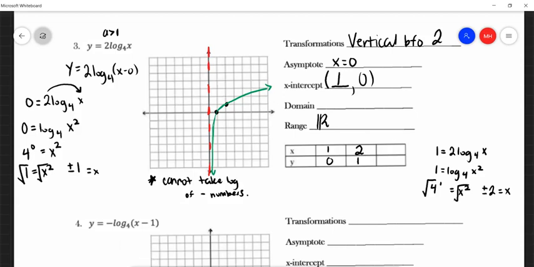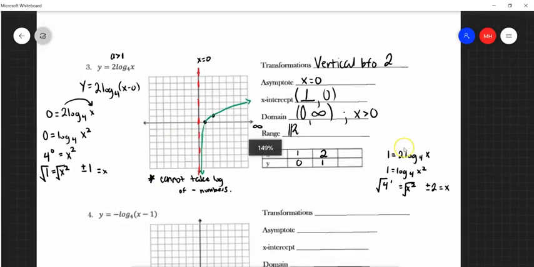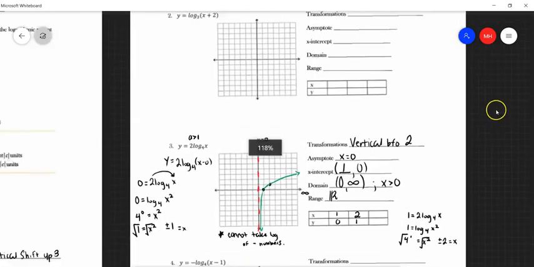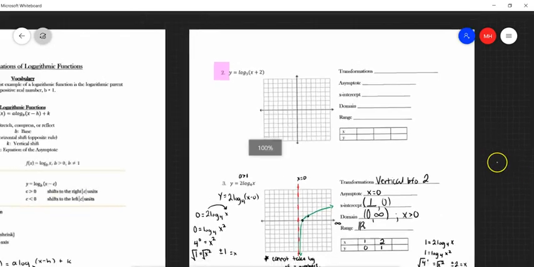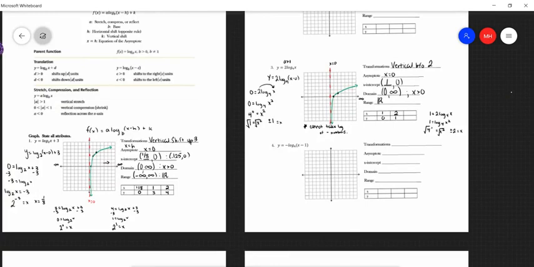So there's a sketch of my graph, and it looks like for my domain, my asymptote is 0. That's kind of my stopping place. And it heads off to positive infinity, so I can be 0 to infinity, or I could say x is greater than 0. So for the logs, you have 2 and 4 to work on.